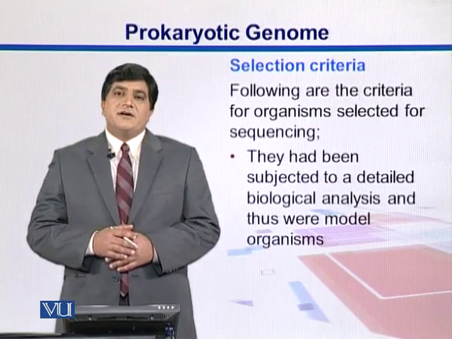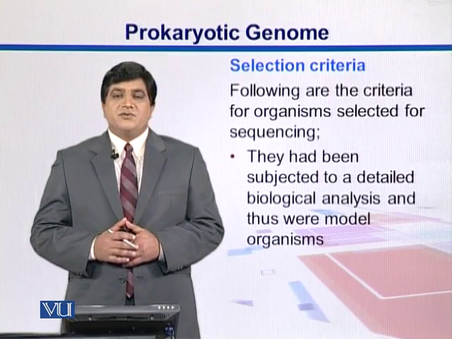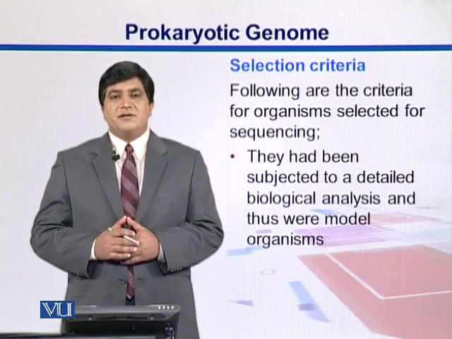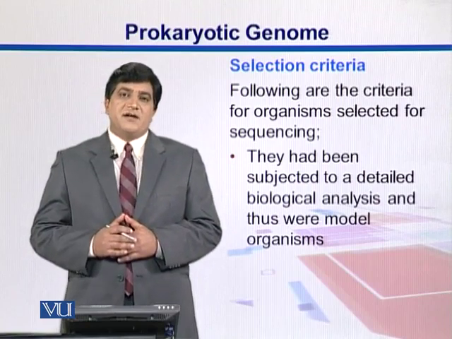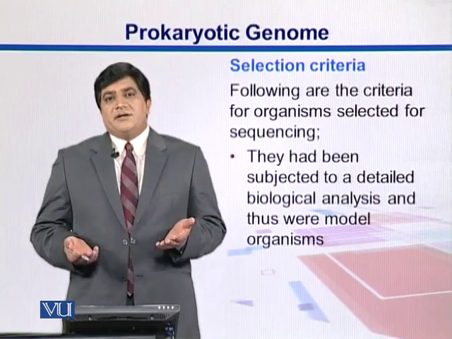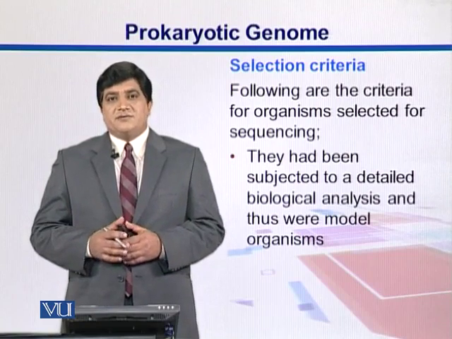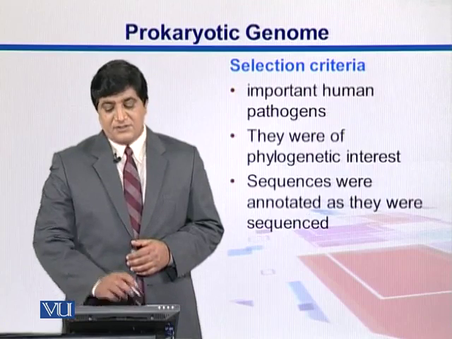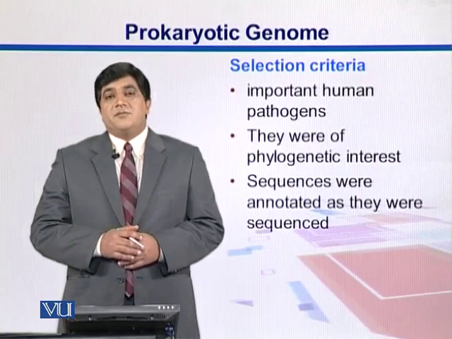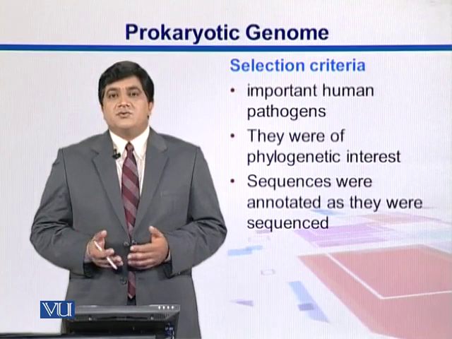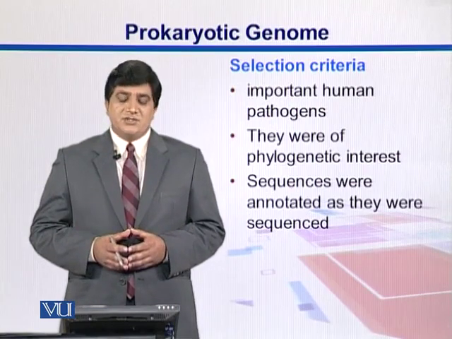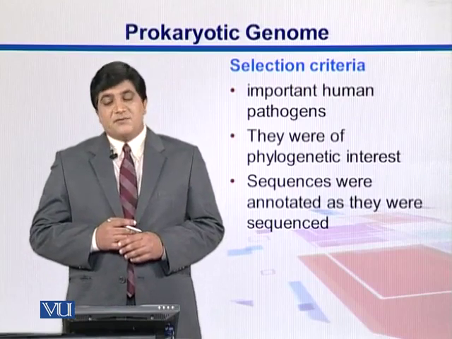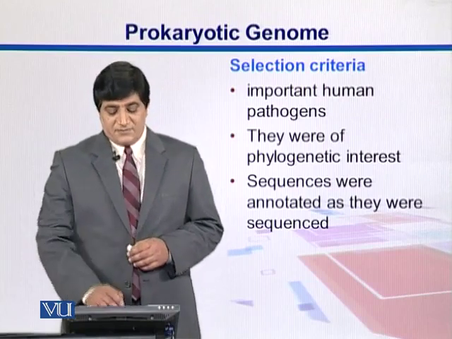There are different criteria for selection of those organisms to be sent into genome sequencing projects. Four most important ones: there might have been intensive studies on that organism, so it's been a model organism and has been investigated in detail. It might be an important human pathogen, so that's why we are studying its genome. It might have some phylogenetic importance, and the sequences were annotated as they were sequenced.